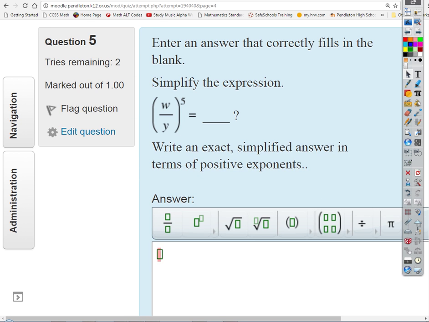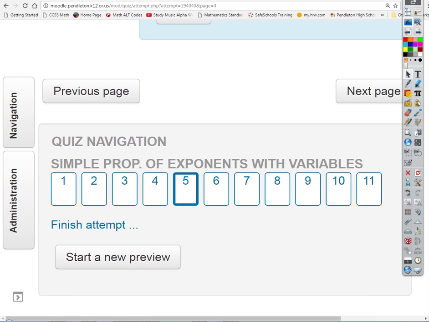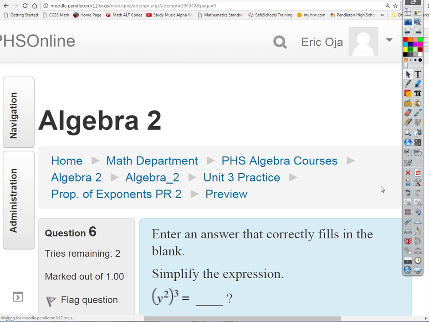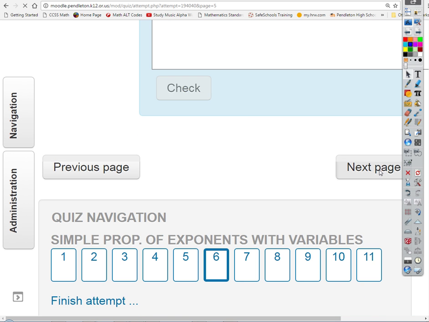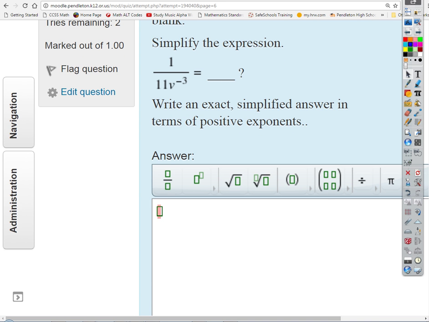What would we do to this? Distribute the 5. W to the 5th over Y to the 5th. No big deal, right? What's that? Y to the 6th. Power to a power, you multiply the exponents. Y to the 6th. Okay, where's the V end up this time? On the top to what power? 3. Yeah, negative on the bottom is positive on the top, right? And the 11 just stays on the bottom. Okay? Make sense?